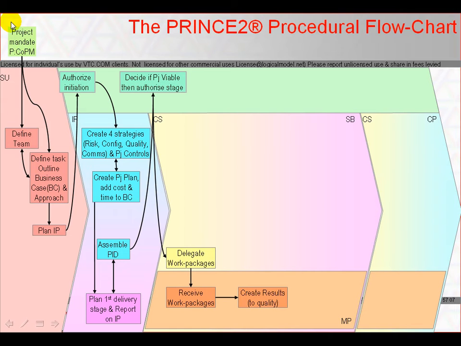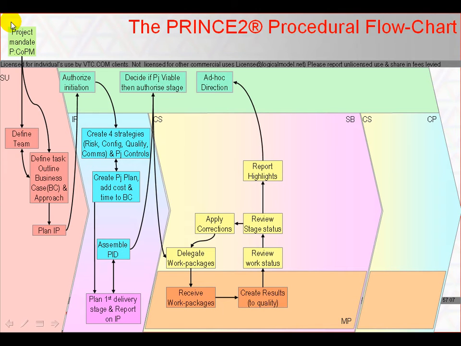Checkpoint reports report on tasks performed. Checkpoint reports allow the project manager to review work status, which in turn allows the project manager to review stage status, which in turn may require corrective actions, so delegated work packages may be amended. As a result of receiving checkpoint reports, periodically the project manager will create highlight reports to be sent to the project board. On receipt of highlight reports, the project board may choose to apply direction to the project, resulting in corrections, even to the extent of stopping the project if they feel that that is appropriate.